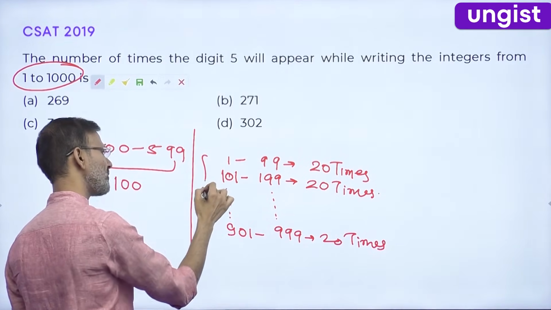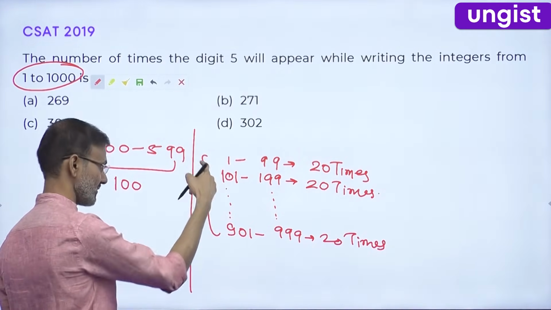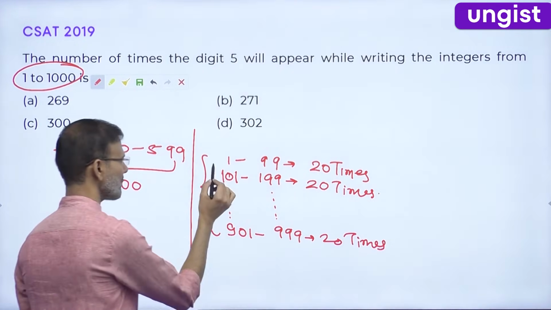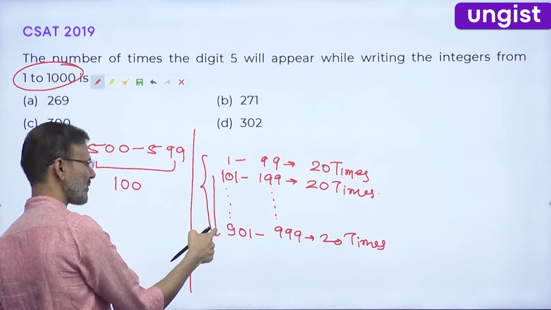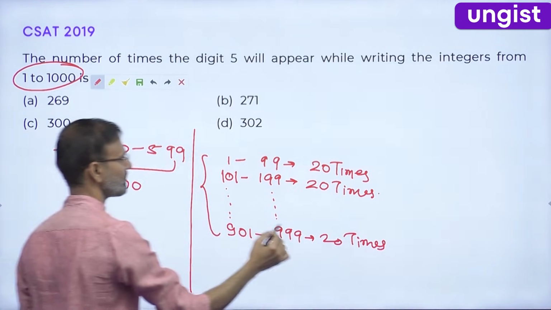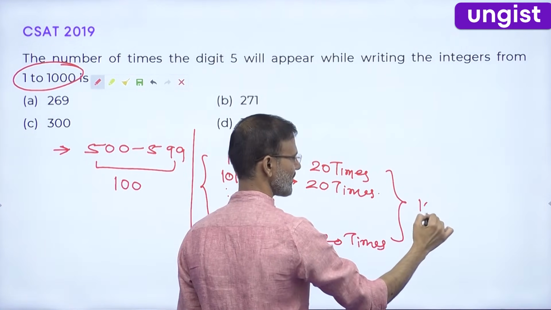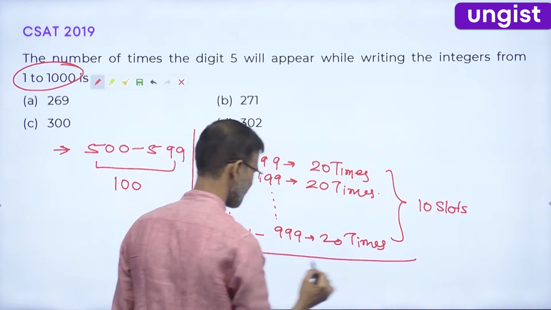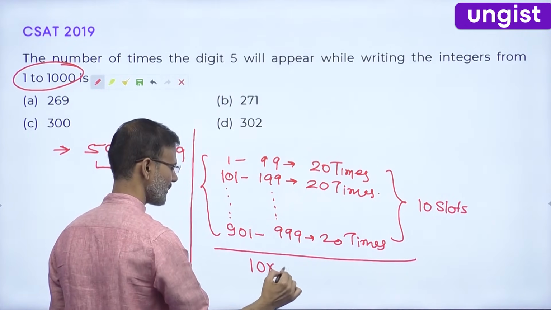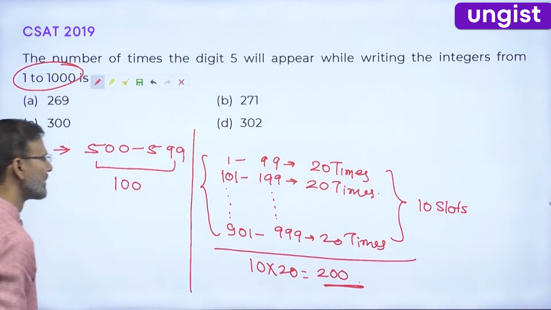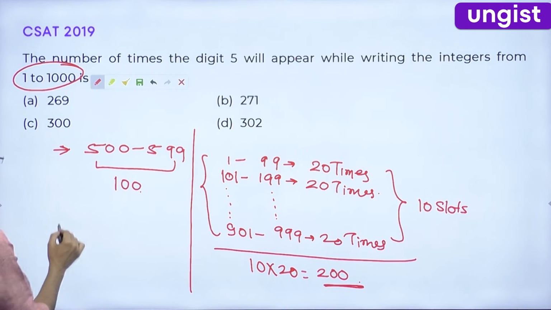अच्छा. मुझे बताइए how many total slots are written? कितने slots हैं ये? These are 10 slots. Very good. Because this 1 to 9, these are 9 slots, guys. ठीक है? So they are actually 10 slots. ठीक है? So 10 slots into 20, right? So 10 into 20 is 200. Everyone? So 200 times here and 100 times here. What is the final answer?